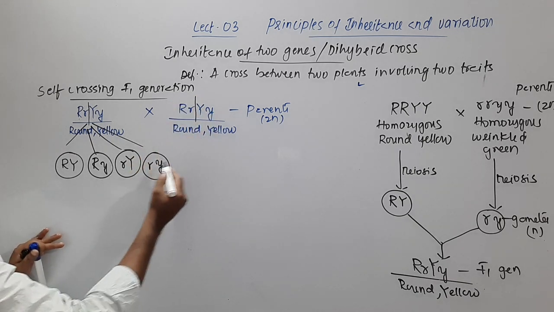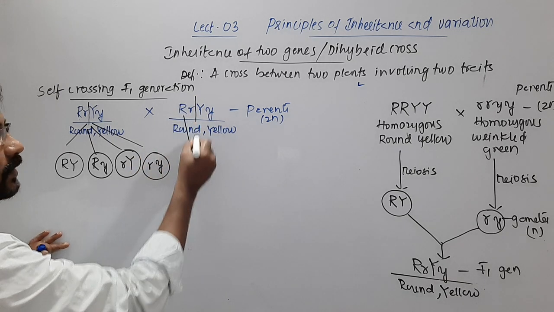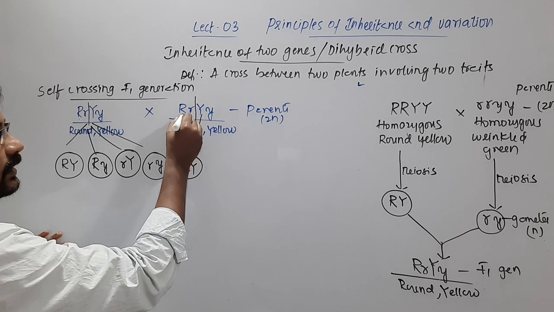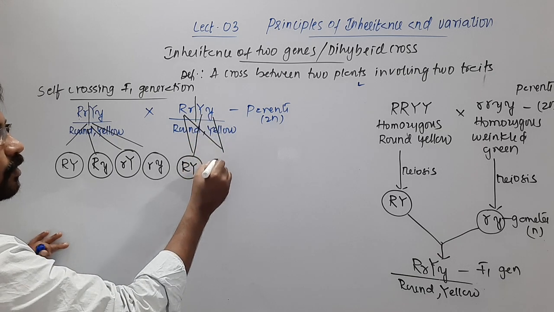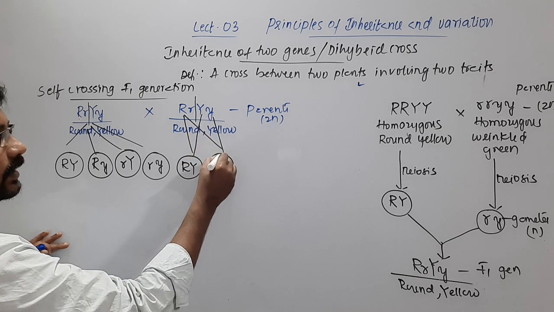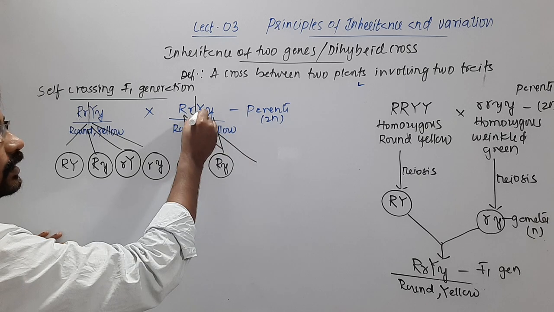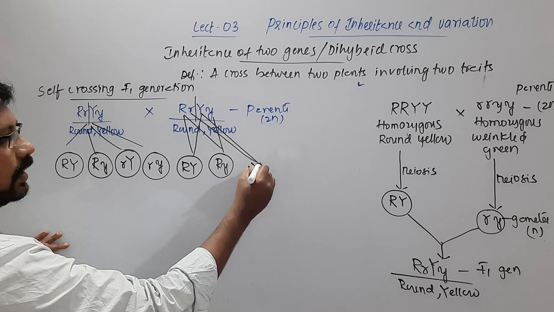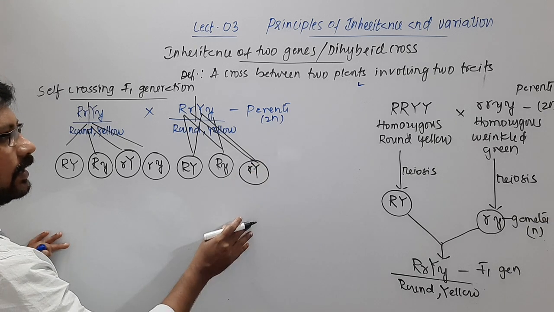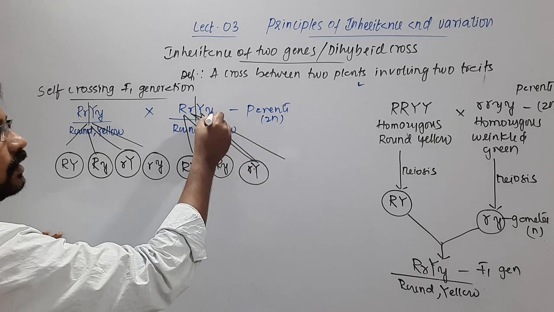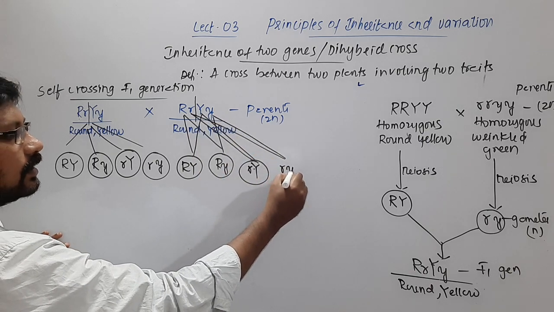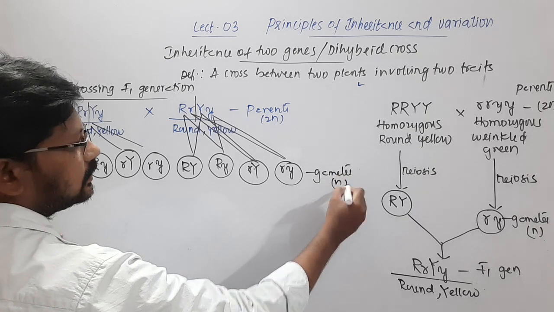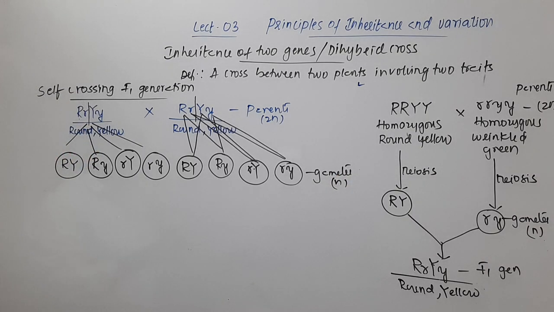So here also the same situation. Capital R, capital Y is one gamete. Then capital R small y is another gamete. Then small r capital Y is another gamete. And lastly, small r small y is another gamete. So these are the gametes, right?